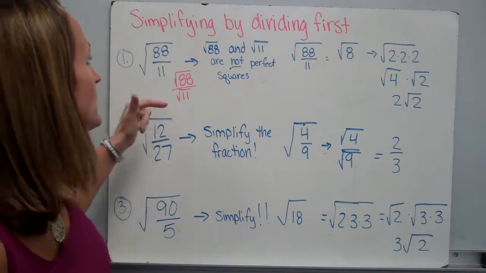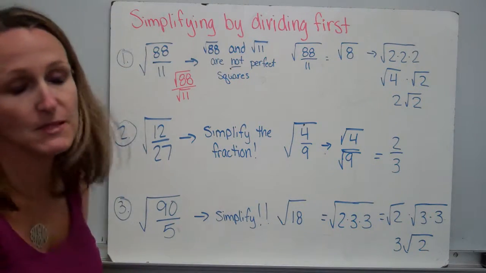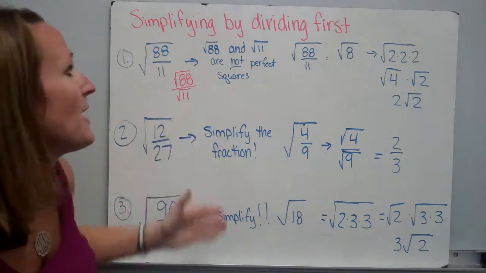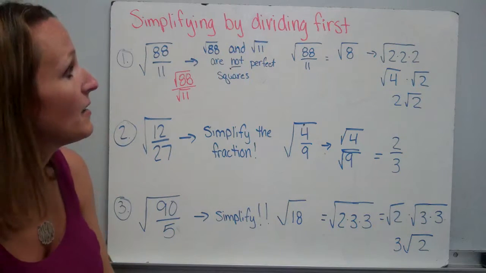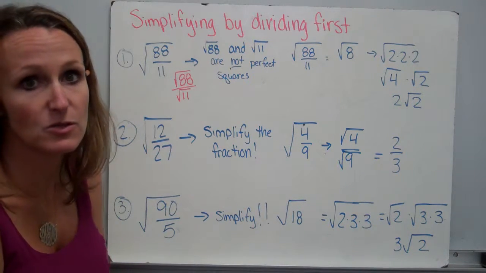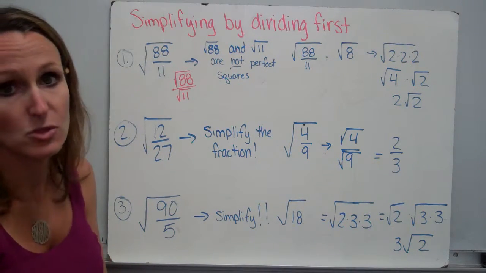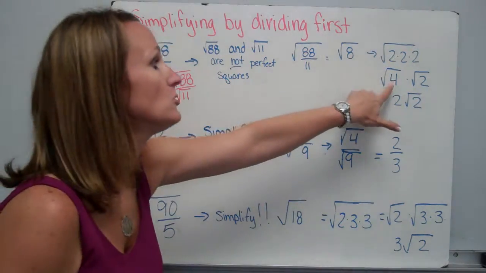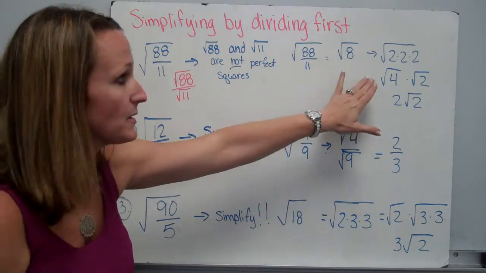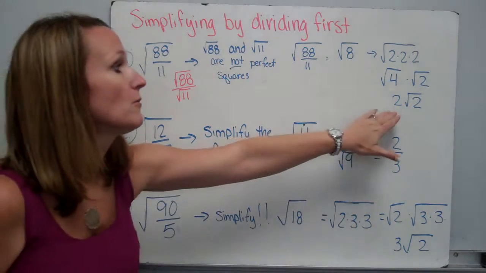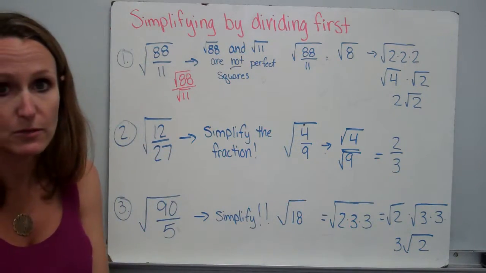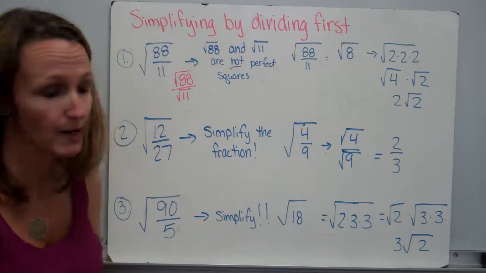So what can we do? We can simplify this. 88 is divisible by 11. It's 8. So now I have square root of 8. Well, I can divide that up. 8 happens to be 2 times 2 times 2. Well, 2 times 2 is 4. So now I'm dealing with square root of 2, or excuse me, square root of 4 times square root of 2, which breaks down into 2 square roots of 2. A very nice, simplifiable radical.